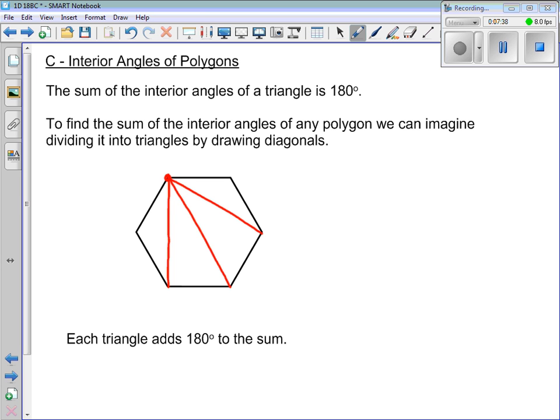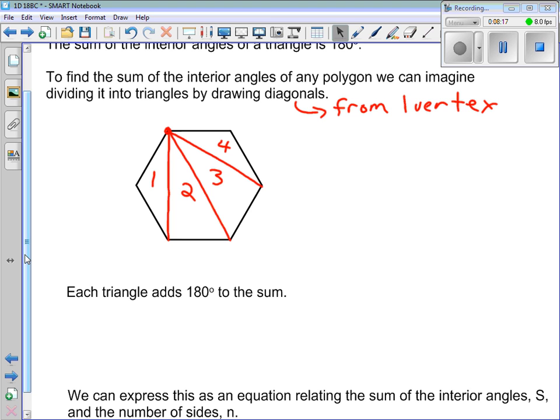Of course, we're doing this from one vertex. By drawing these diagonals, I've taken my hexagon and divided it into triangles. I've got 1, 2, 3, 4 little triangles inside my shape. Each triangle has an interior angle sum of 180, so we can think of each triangle adding 180 degrees to the sum of the interior angles of our hexagon. So we do 4 times 180, 4 triangles, each giving us 180, which gets us 720 degrees. So the sum of all these interior angles on the inside of our hexagon is 720.